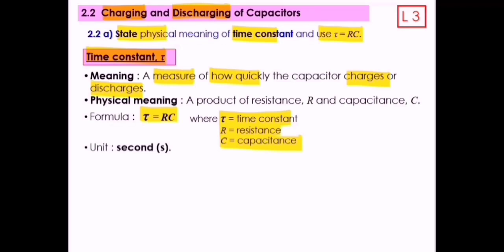So if we want to calculate how quickly a capacitor can charge or discharge, we can take its resistance multiplied by its capacitance, and we will get the time constant. From the name itself, time constant, it will definitely have a unit of seconds. So the unit for time constant is seconds, it has the equation tau equals RC, and time constant measures how quickly a capacitor charges or discharges. That's the first part.